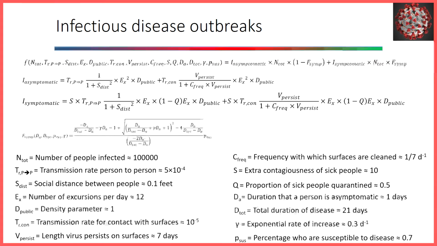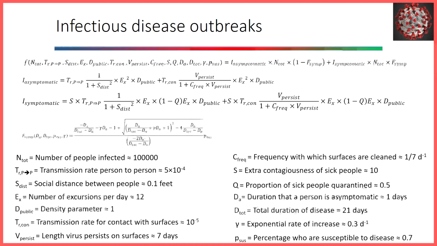Up next is TR_con, which is the transmission rate for contact with surfaces. I'm going to guess that it is 10 to the negative 4. After that, we have V_persist, which is the length of time that the virus can survive on a surface, and I'm going to estimate that that is equal to 1 day.